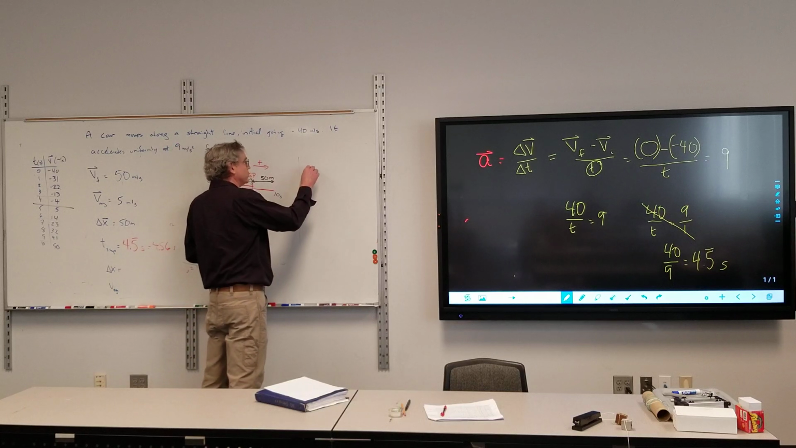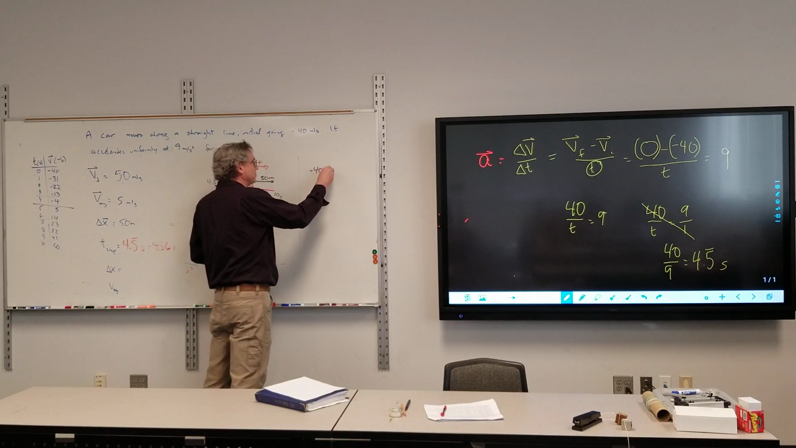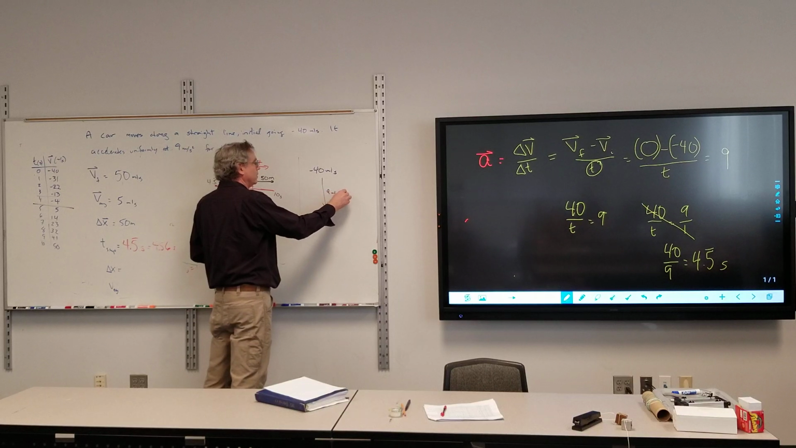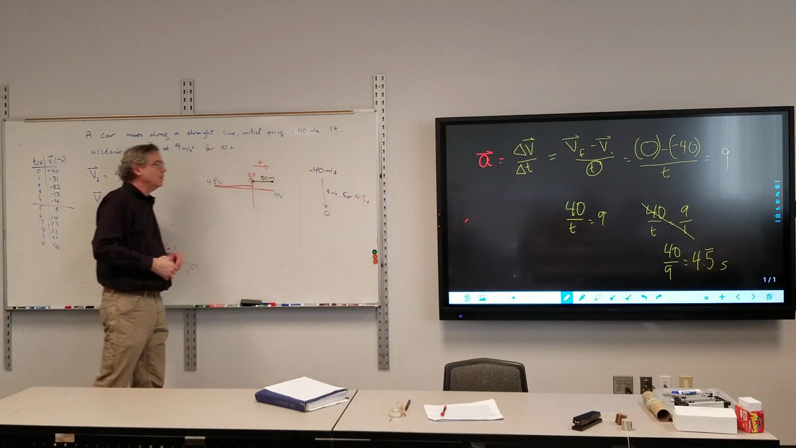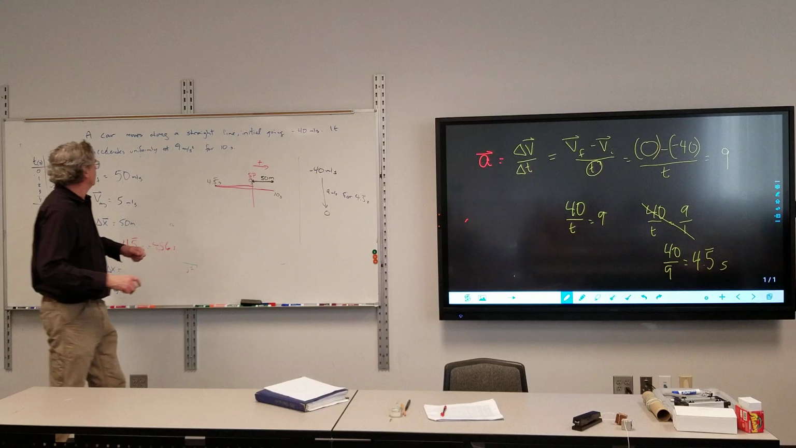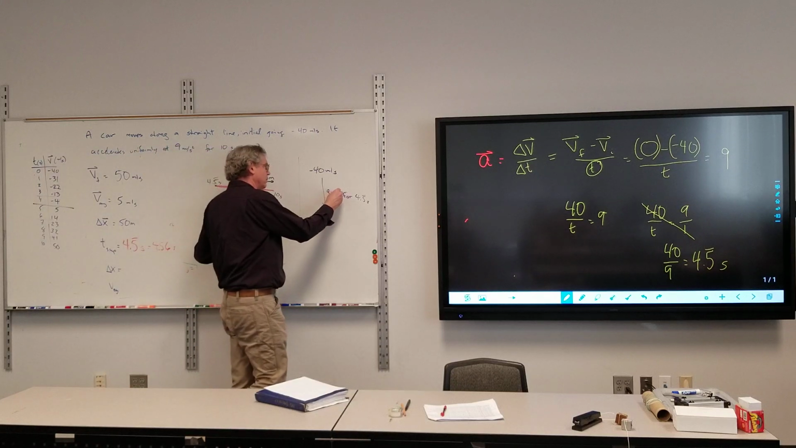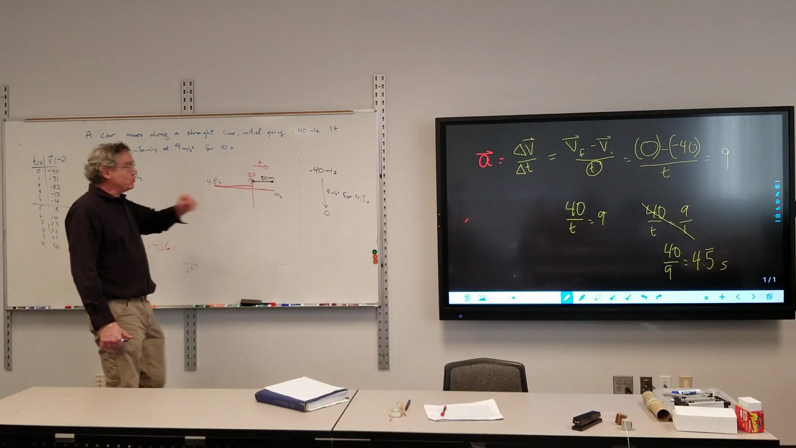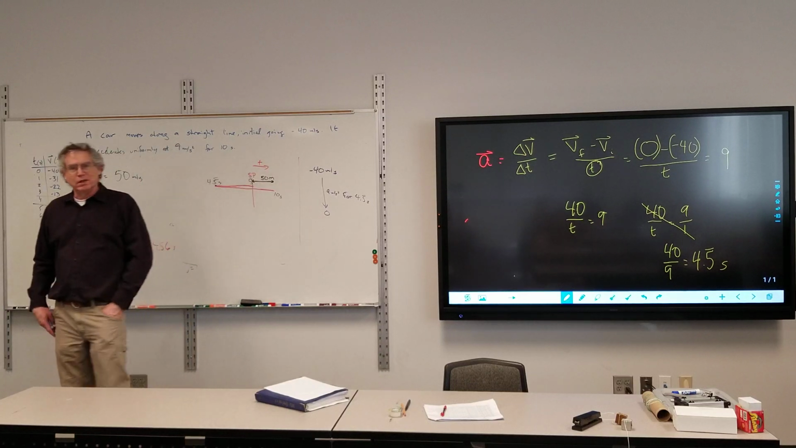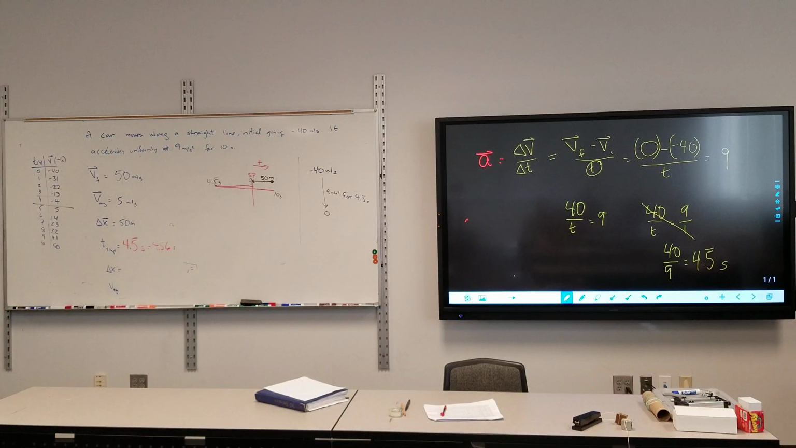So let's think about this as a separate problem. I have a vehicle that starts out at negative 40 meters per second. It accelerates uniformly at 9 meters per second squared until it gets to 0, for 4.5 repeating seconds. And I need to figure out how far it travels. It's only traveling in one direction here. If it only travels in one direction, then my displacement and distance have the same magnitude.